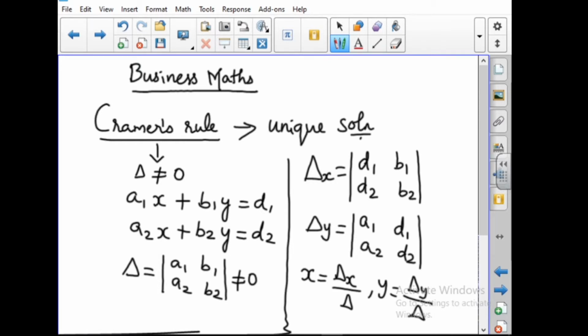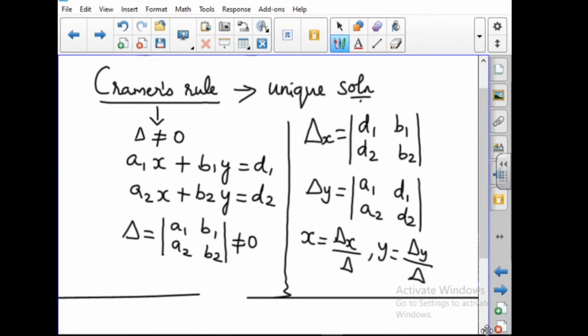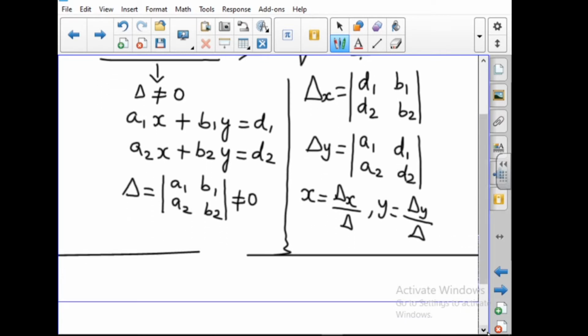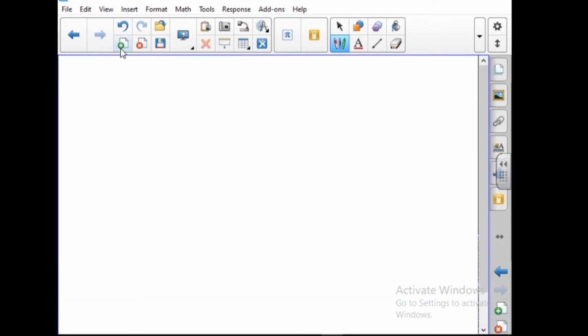So let us go with some problems in your book. This is Cramer's rule using two equations with two unknowns. Let us go with some exercise problems. Exercise 1.2. First problem: solve the following equations by using Cramer's rule.